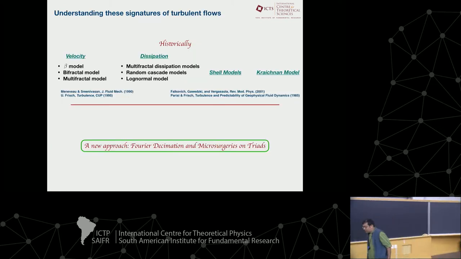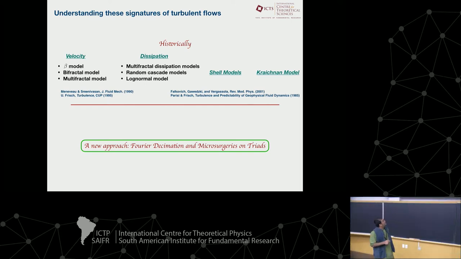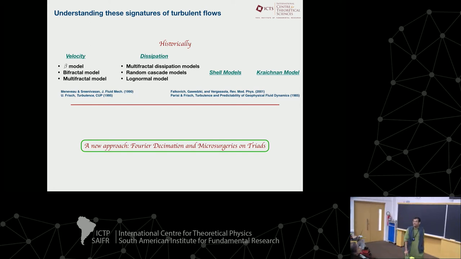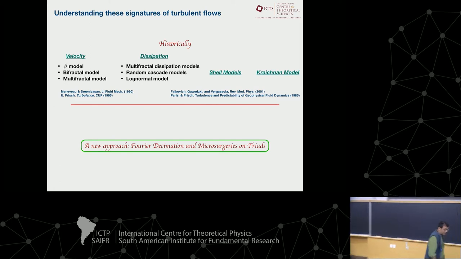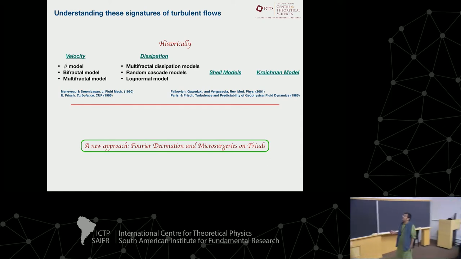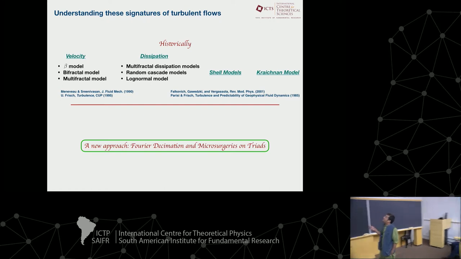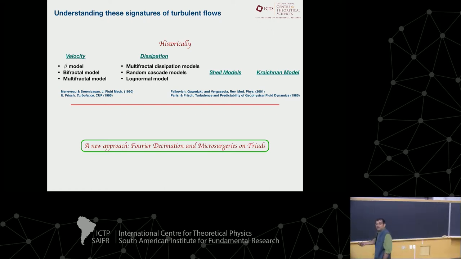Okay, so one of the goals that has been around for 30-odd years has been to understand where these signatures of turbulent flows come from. Historically, for completeness, I should add that there have been various models, either based on the velocity or the dissipation field, or more phenomenological models, which have tried to capture how these departures from Kolmogorov's linear scaling ideas show up. Most of these models, including the well-known Frisch-Parisi model of multifractal formalism, are phenomenological models. They don't necessarily derive from the equations of motion.